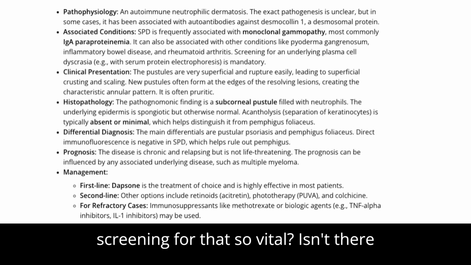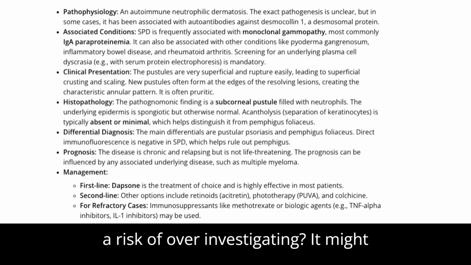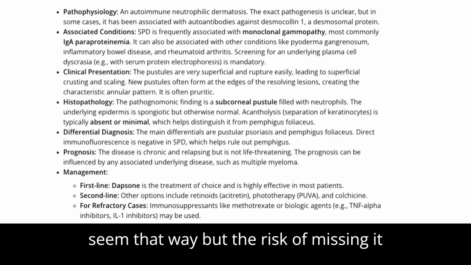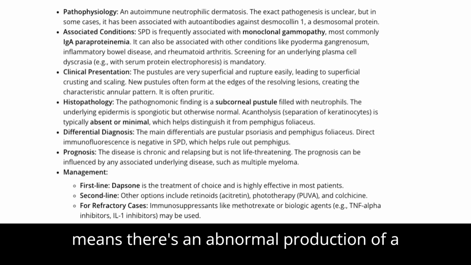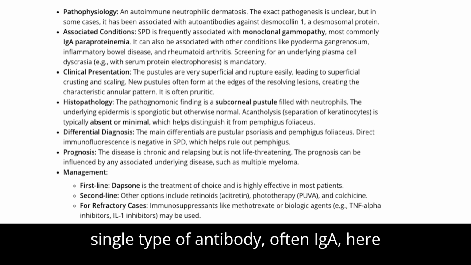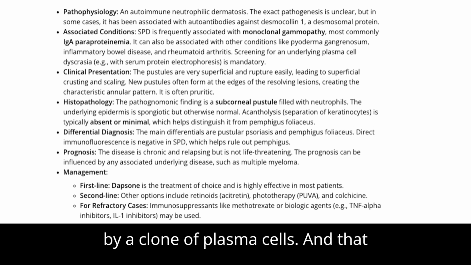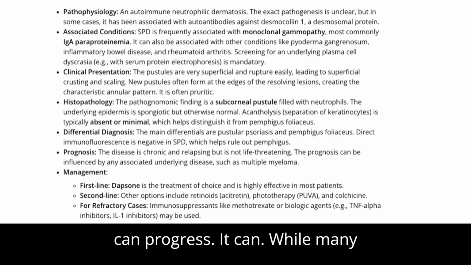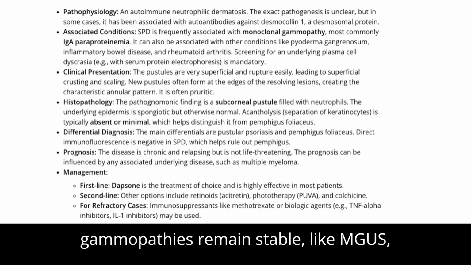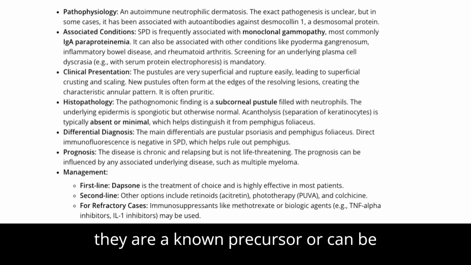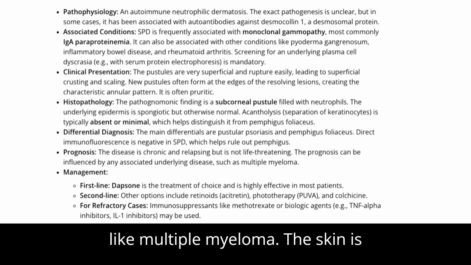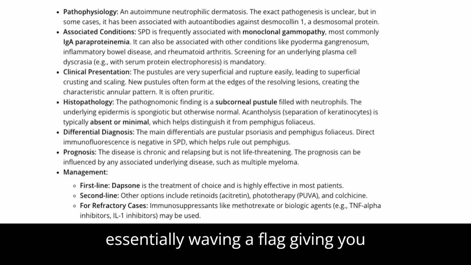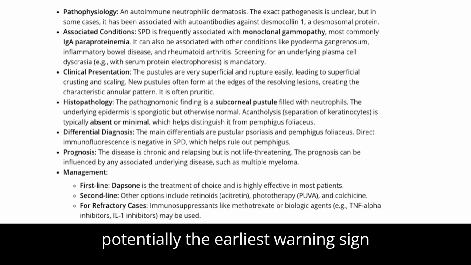Wow. Why is screening for that so vital? Isn't there a risk of over-investigating? It might seem that way, but the risk of missing it is just too high. A monoclonal gammopathy means there's an abnormal production of a single type of antibody, often IgA here, by a clone of plasma cells. And that can progress. It can. While many gammopathies remain stable, like MGUS, they are a known precursor or can be associated with more serious conditions like multiple myeloma. The skin is essentially waving a flag, giving you potentially the earliest warning sign that something's brewing systemically.